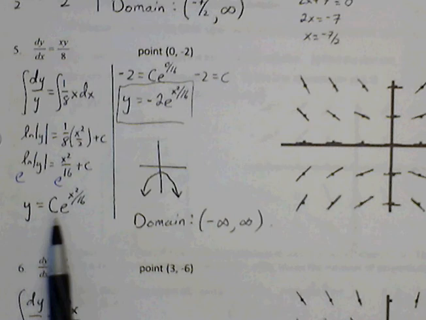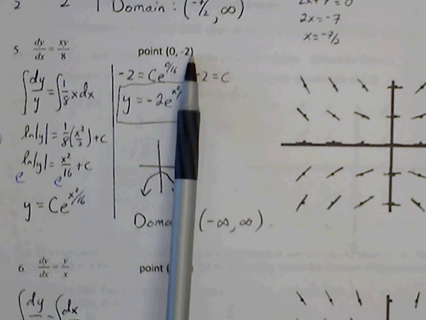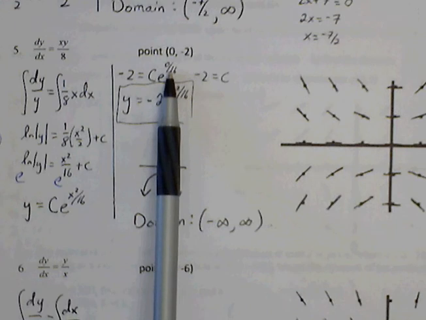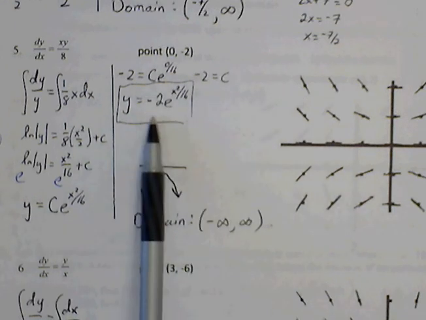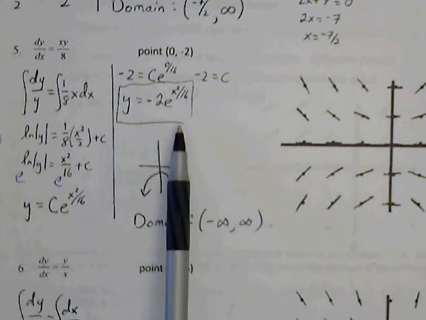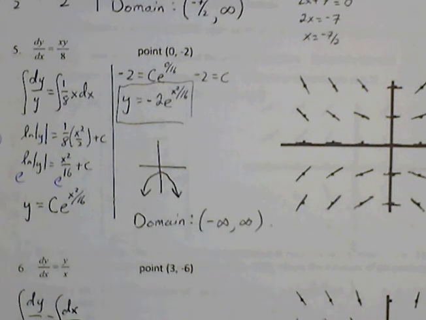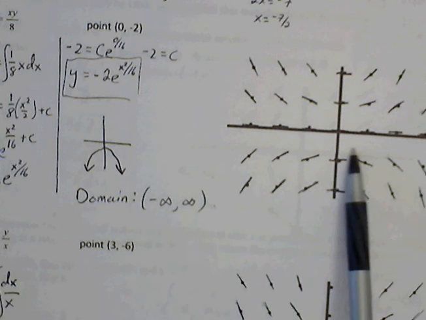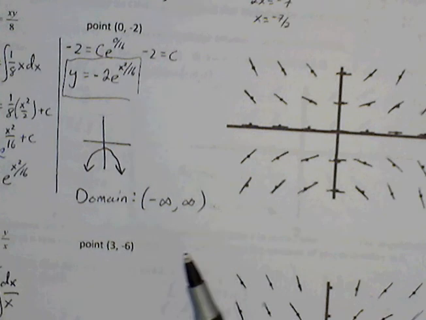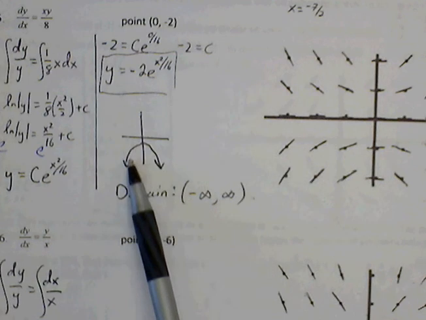So plug 0 in for x, plug -2 in for y. -2 is equal to c times e to the 0, which is 1. So c is -2, so we have our specific solution: y is equal to -2 e to the x squared over 16. Okay, if you plug it in your calculator, you get a graph that looks something like this, and that is going to resemble a shape if you just follow the flow of the graph on your slope field. And if you look at this function here, there's no restriction for this parabola, so our domain is -infinity to +infinity.